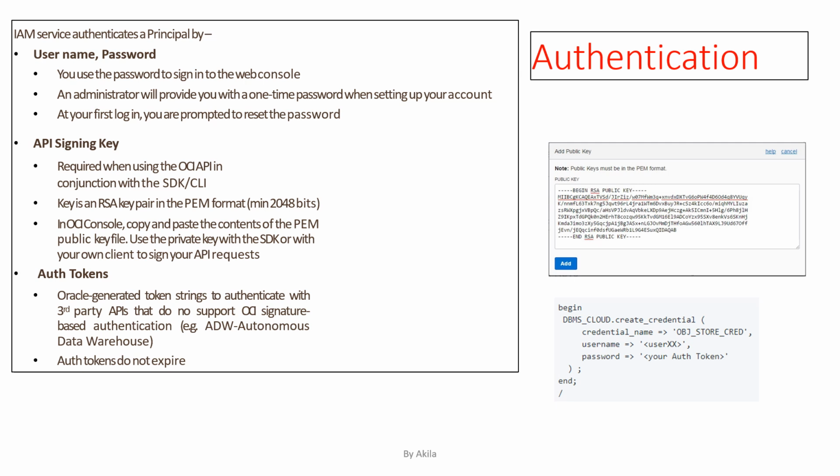This will look like BEGIN DBMS_CLOUD.CREATE_CREDENTIAL. Within the brackets we need to represent what kind of credential name is necessary for the particular object storage credential, with the username and then password. So that password will be your authentication token to access or authenticate.